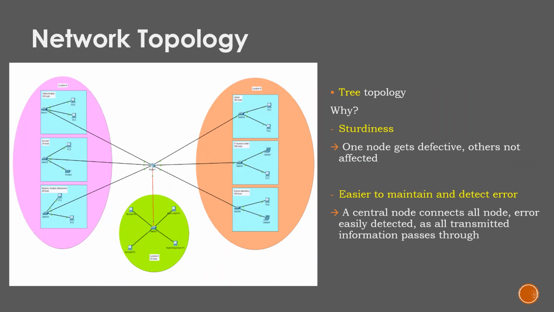The topology that we use is tree topology. It's because of its sturdiness. When one of the nodes gets defective, others will not be affected. The other reason is that it is easier to maintain and detect errors. This is because a central node connects all nodes, and errors can be easily detected as all transmitted information passes through. In this network topology, there are a total of 7 subnets.